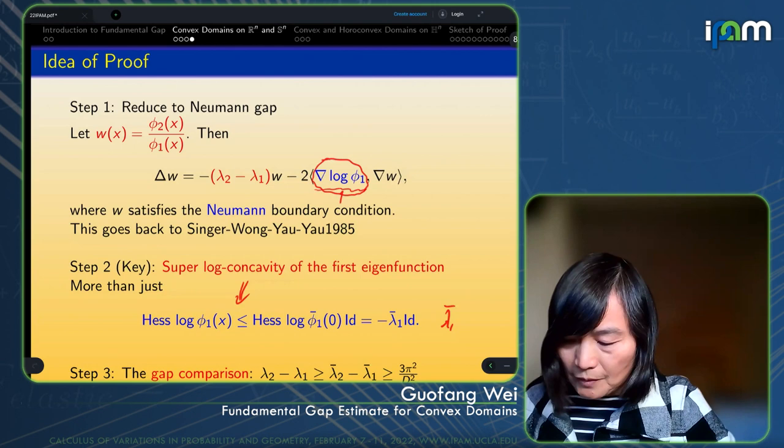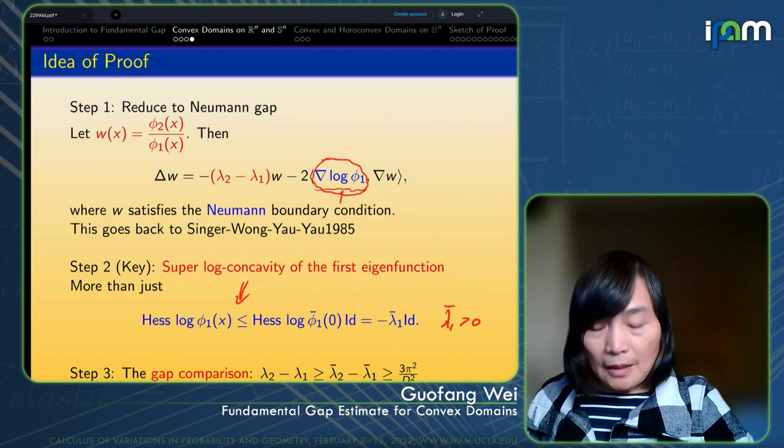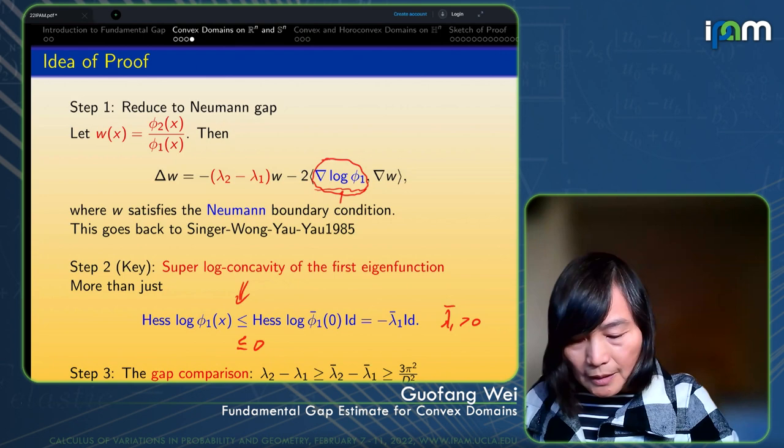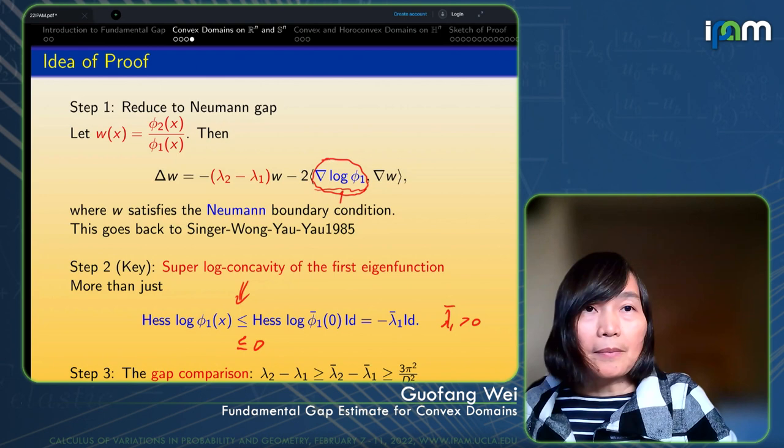Earlier, in the Brascamp-Lieb work, they showed that in the Euclidean case, the Hessian of the log is less or equal to zero. So we simply show that it's not just less or equal to zero, but less or equal to some negative thing. So this is even more log concave in this case. So there's a model to work on.